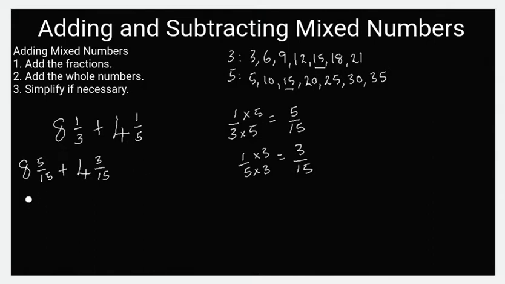What will this give us? 8 plus 4 would give you 12. 5 plus 3 would give you 8 over 15. Okay? And this is in its simplest form already. So that's how you add mixed numbers with different denominators.